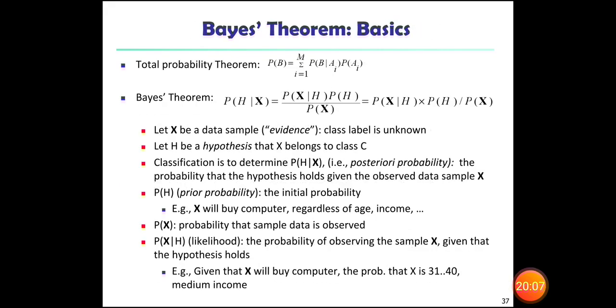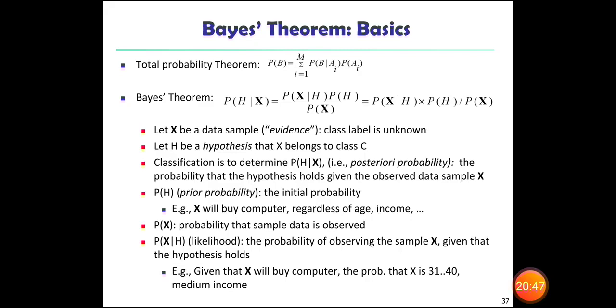So basically, the probability theorem will be defined like P of B equal to sigma i equal to 1 to m, P of B by A i into P of A i. So this is the basic probability theorem. With this, Bayes theorem is derived like P of H by X equal to P of X by H into P of H divided by P of X. This can again be written like P of X by H into P of H divided by P of X.